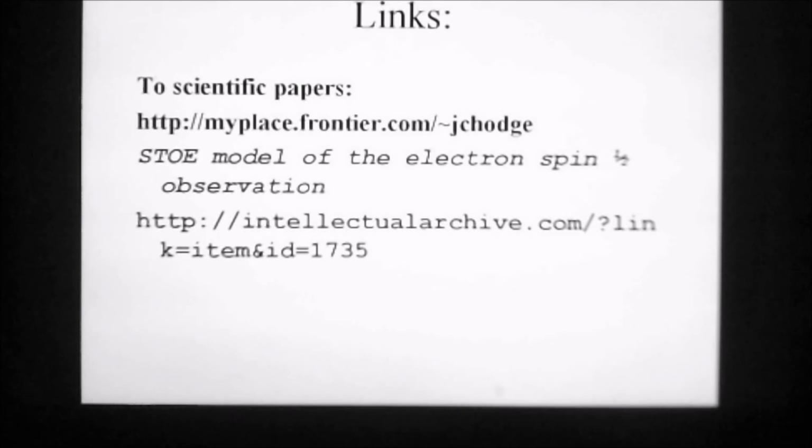This is the paper describing the experiment in more detail.